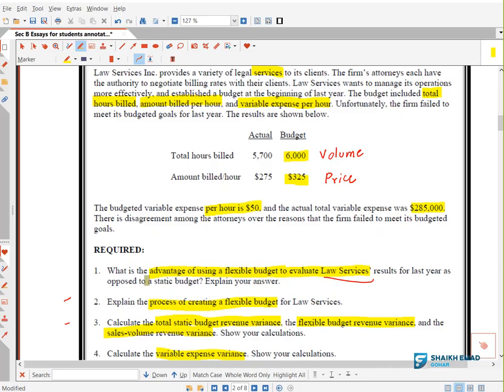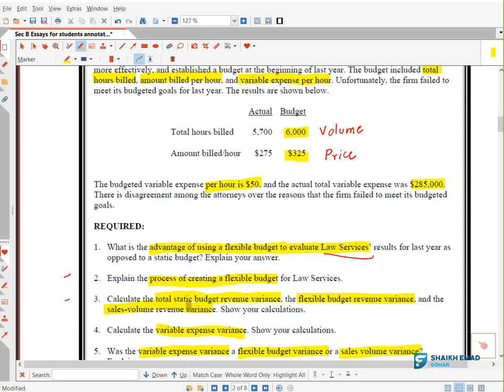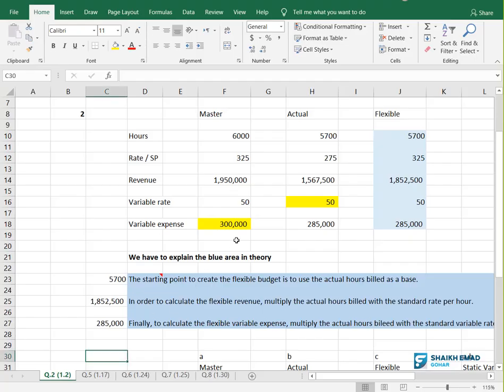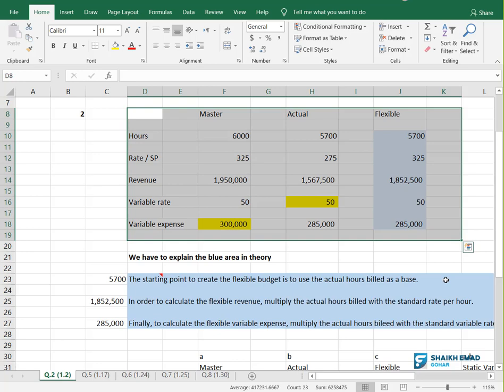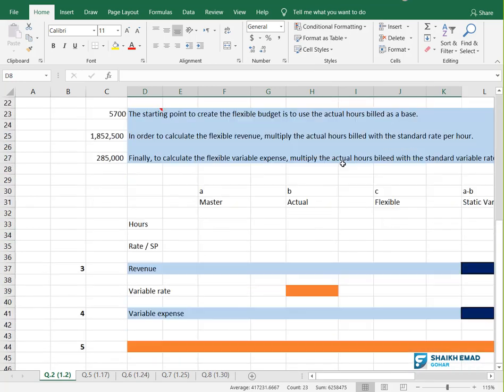Now my friends, we are going to question number 3. They are asking you to calculate the static budget variance, calculate the flexible budget variance and volume variance, which is a piece of cake for you because you already calculated this data in front of you. Getting it? So what I have done is I have copy pasted here. I will copy paste this data here below.